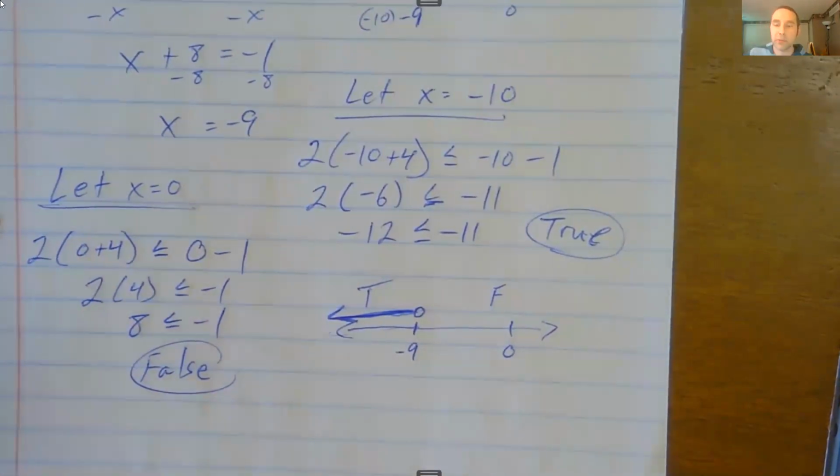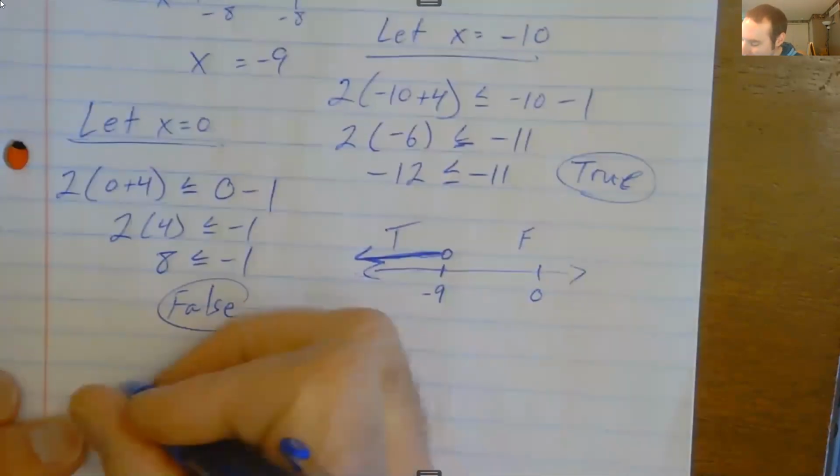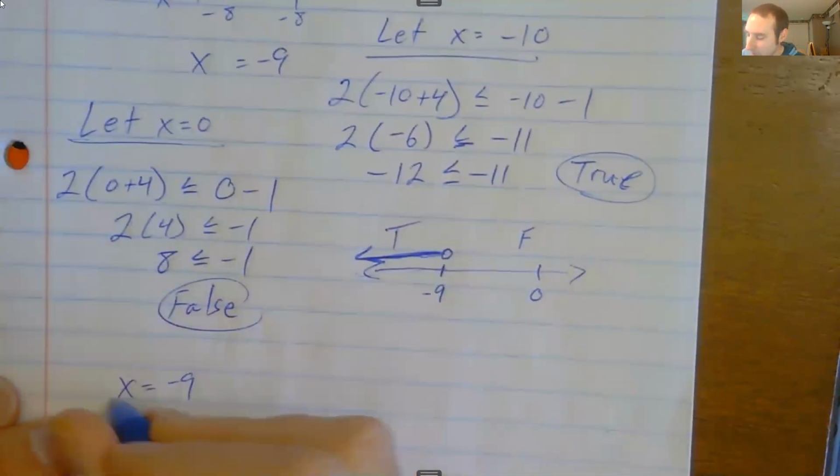So you'll see different people draw their solutions on a number line a little bit differently here. Now I want to touch on something that we kind of talked about in the previous video. But what about that -9? Let's take x equal -9. That is my boundary point.